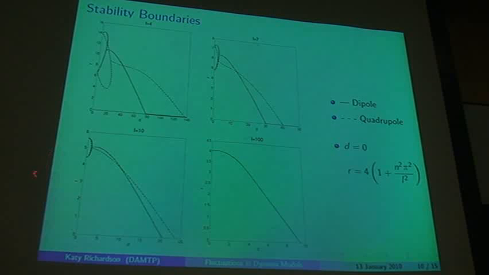And the other thing is that as L increases, according to this formula, R tends to a value of 4, and you can see as L increases through these diagrams, it tends to a value of 4, and both of the dipole and quadrupole branches merge together.